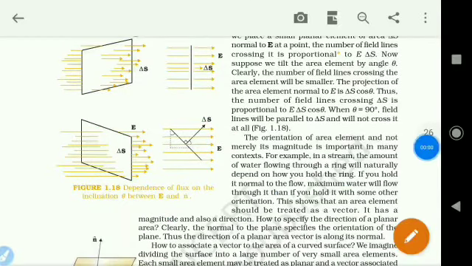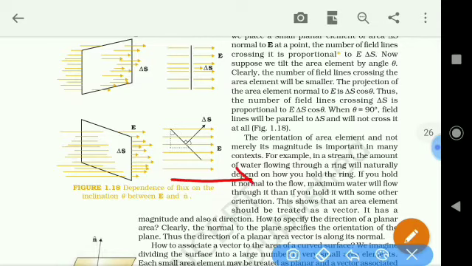So now if this surface is rotated, then flux goes on decreasing. And if the surface is made parallel to the electric field, means electric field is in this direction and the area vector of the surface will be perpendicular. In that case, no flux is linked with the surface.